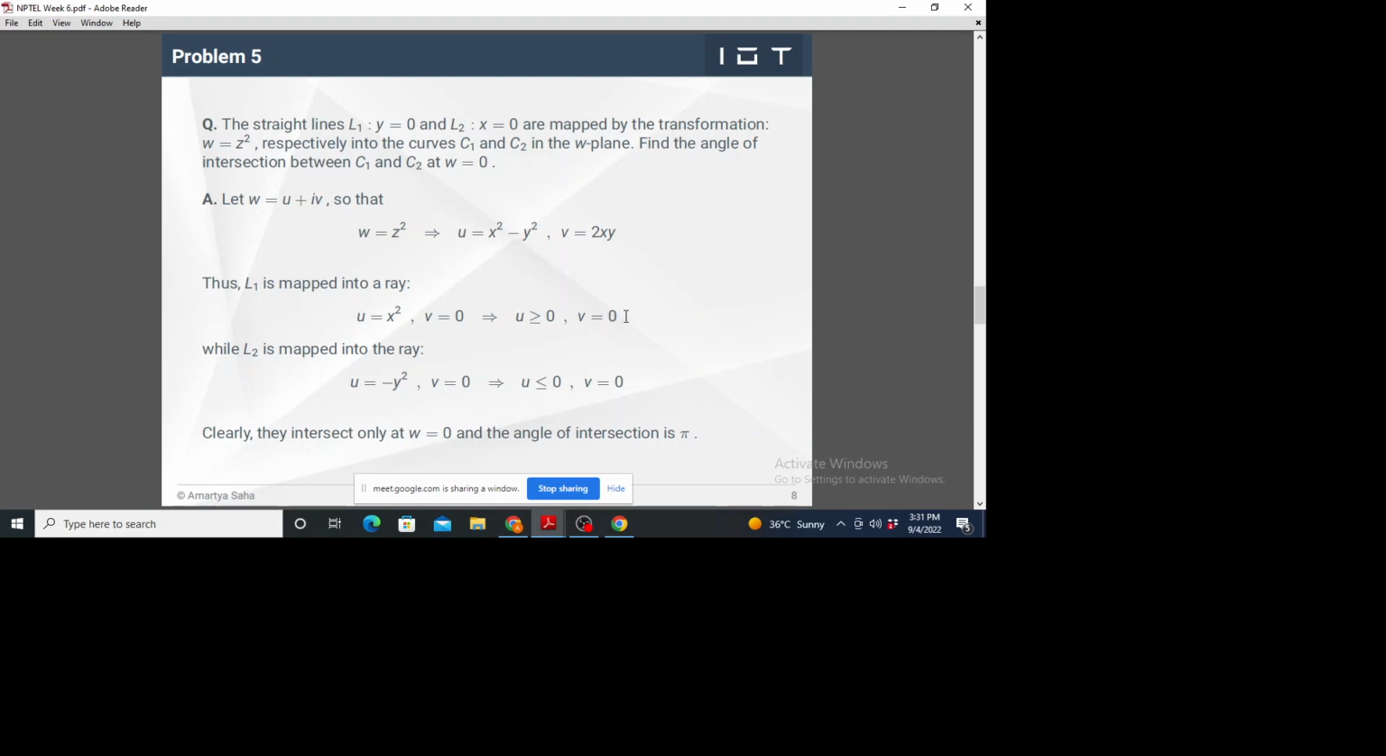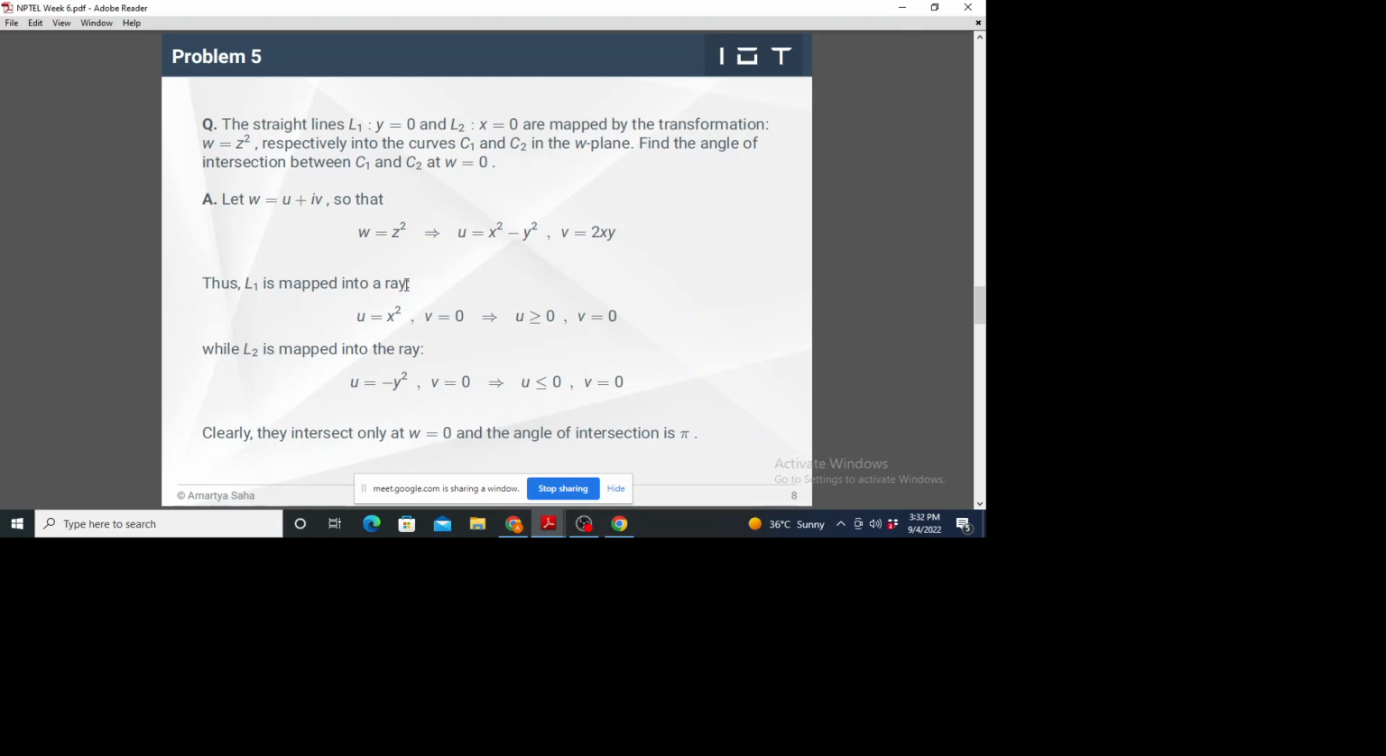So what is this? v is 0, that immediately tells us that this must be on the real axis of the W plane, but here it is u greater than or equal to 0. So that means this is mapped into the right half of the real axis in the W plane, including the point 0. So that is why I have called it a ray.